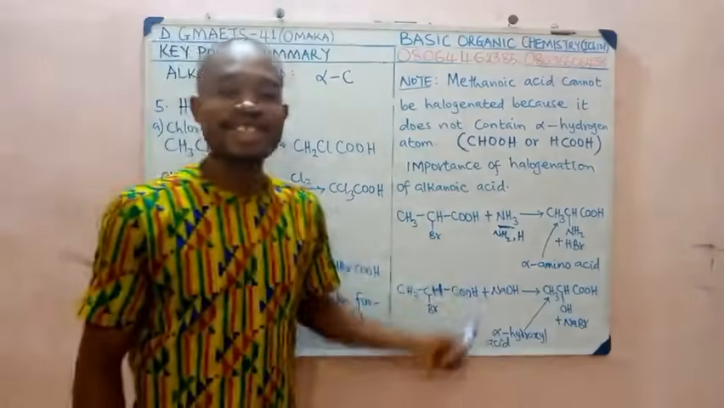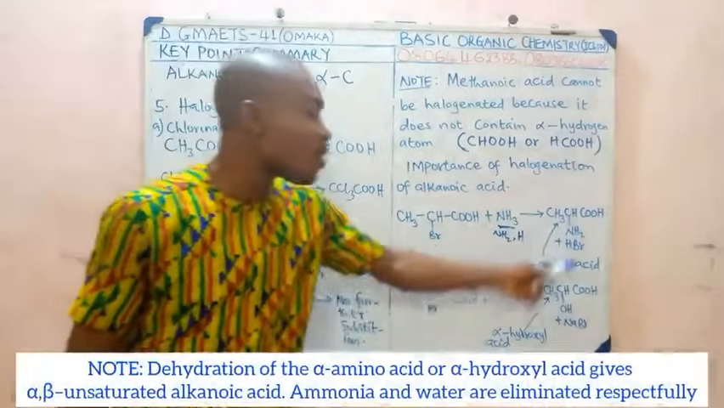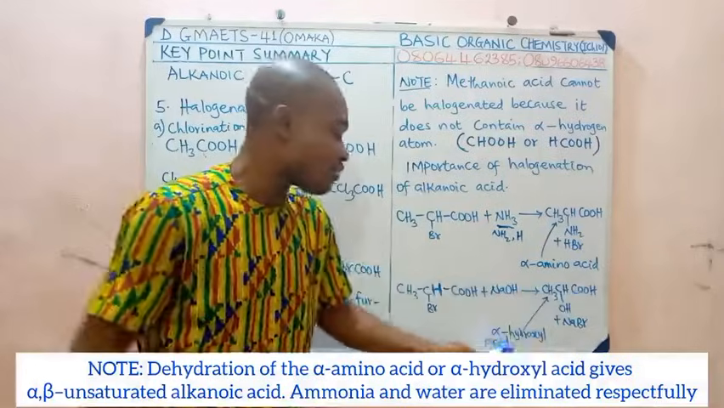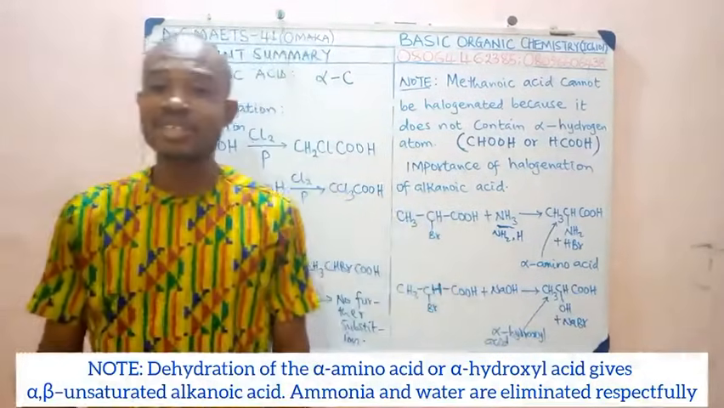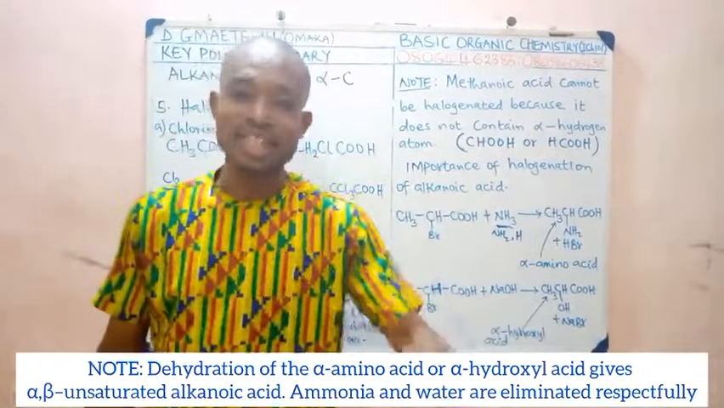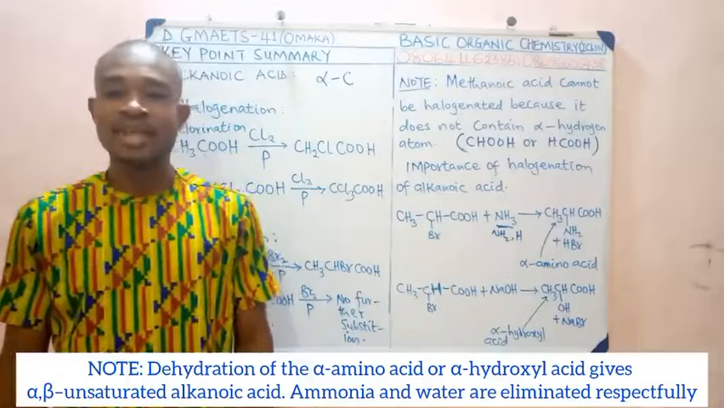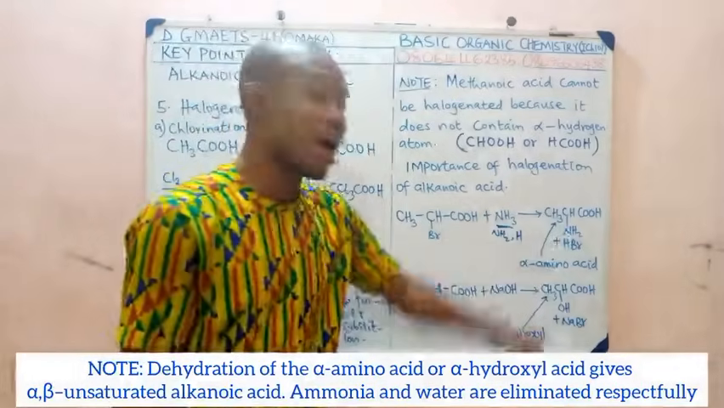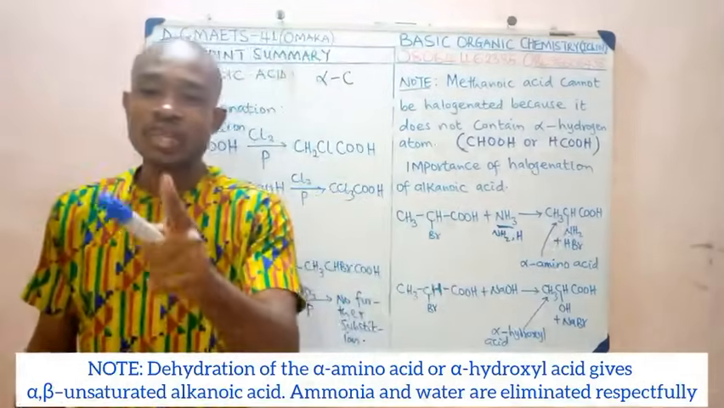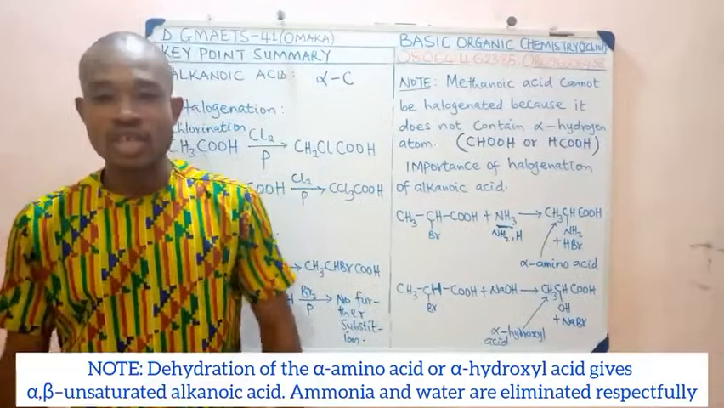If we dehydrate or heat this alpha amino acid and alpha hydroxyl acid, what will we get? We will get the alpha beta unsaturated acid as a result of the elimination of something from there. Are you getting me right? And the elimination process follows Saytzeff's rule.